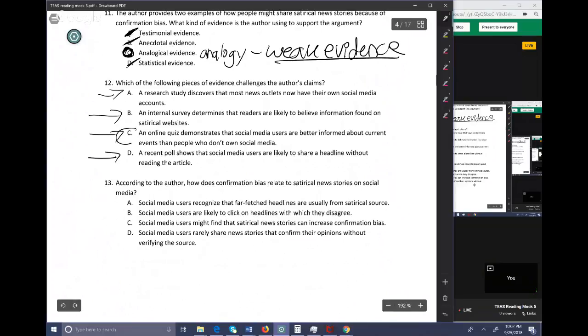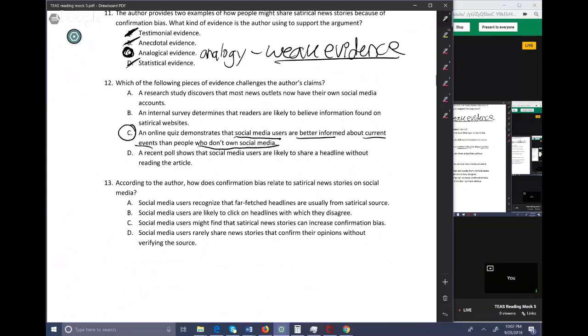If they were to say that an online quiz from some sort of reliable source, which is C, demonstrated accurately that social media users are better informed about current events than people who do not use social media, that would argue against the point that the author has made.